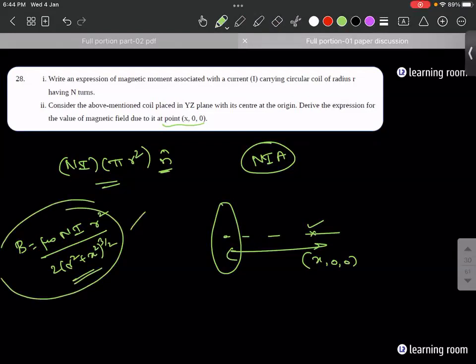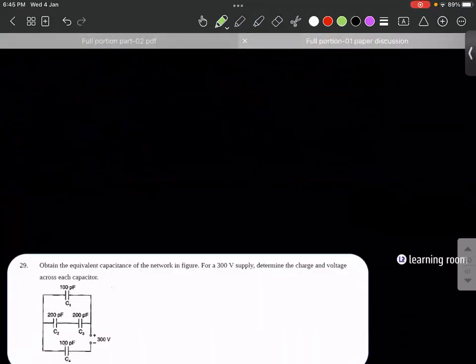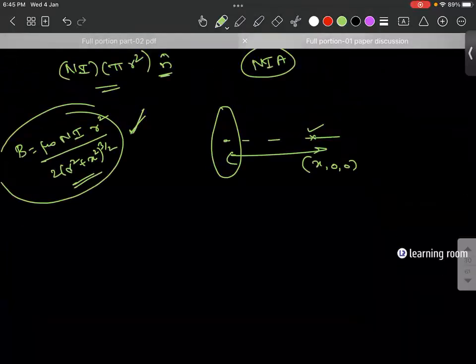Sir, for a circular coil, N should be 1. Derive an expression for the value of the above mentioned coil. N turns is given. Coil, and I have told this many times, a loop is 1 turn, a coil is N turns. Nitish, loop is 1. Coil is always wound multiple times. So you should not write this answer and leave. You should derive it actually.